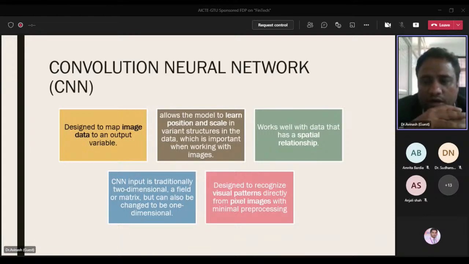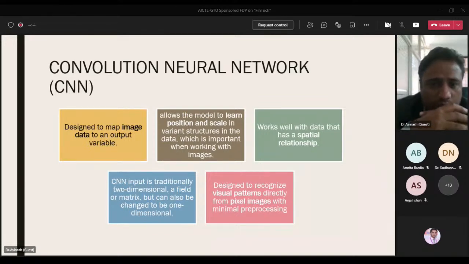And then we can say that it works well with data that has a spatial relationship. Now this particular term, spatial relationship, I am going to explain because it becomes important when we talk about the convolution neural network. Now spatial relationship, okay, this particular word, can anyone tell me what is the meaning of spatial relationship? What is the meaning of spatial relationship? Can anyone tell me?